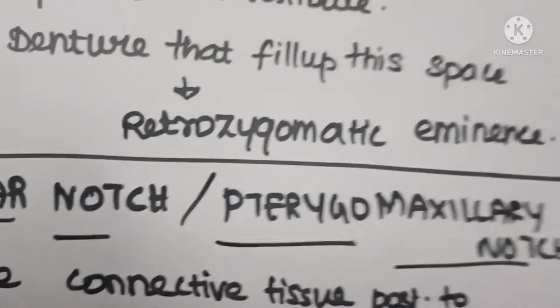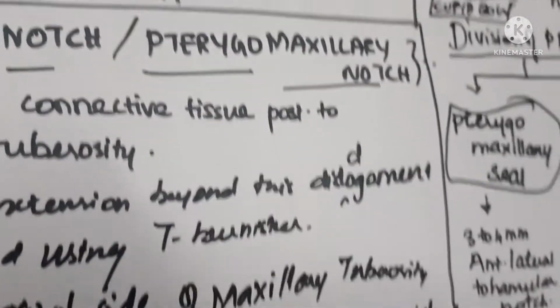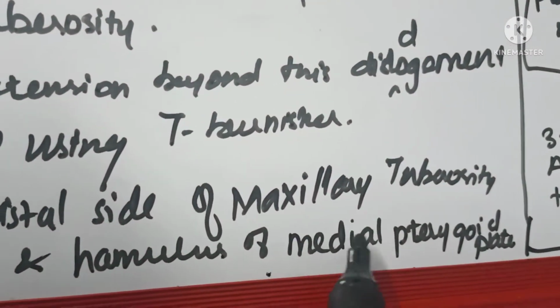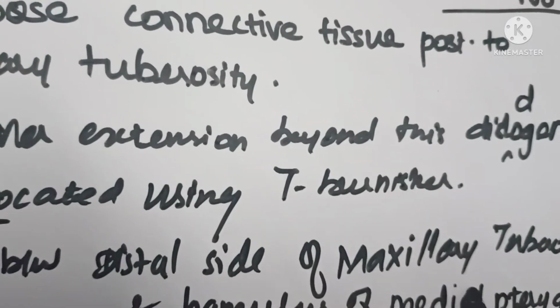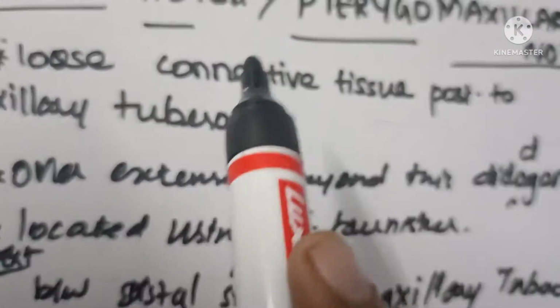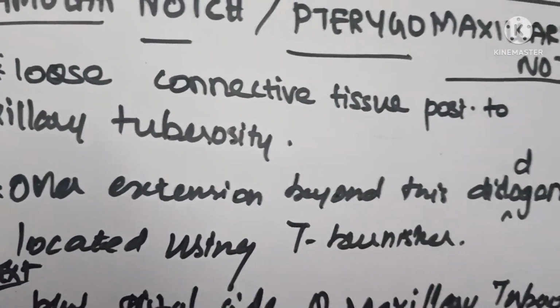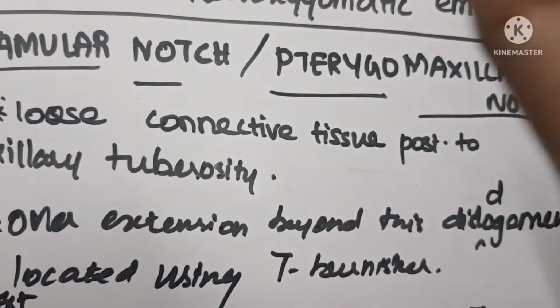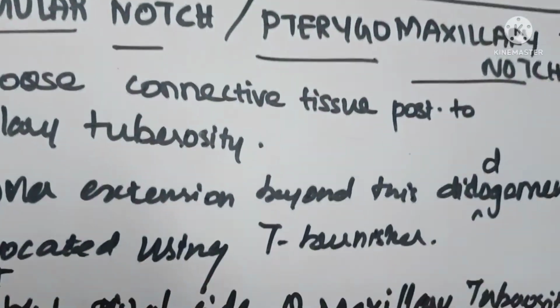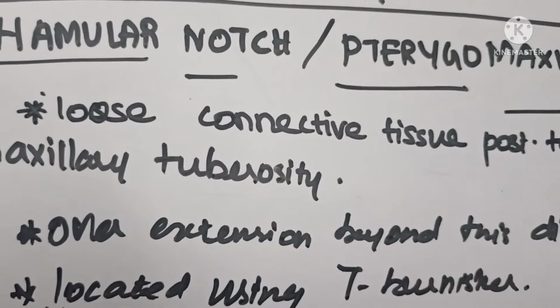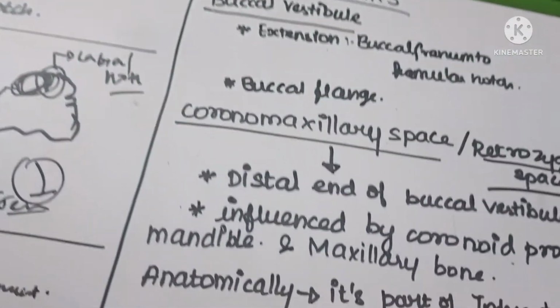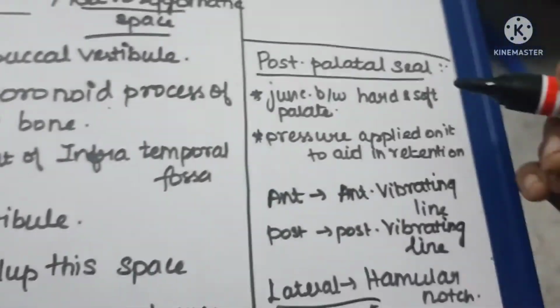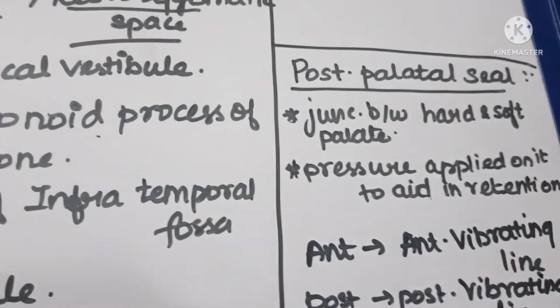anterolateral and hamulus of medial pterygoid plate. Okay, this is located with the help of a T burnisher, and any extension of this denture beyond the hamular notch will lead to dislodgement and discomfort. So this is your hamular notch. Now let us discuss the posterior palatal seal area.